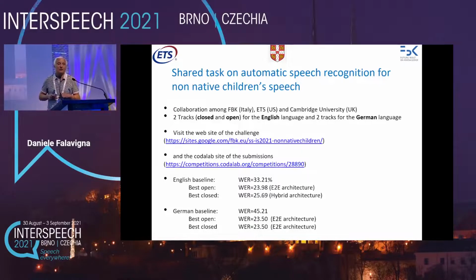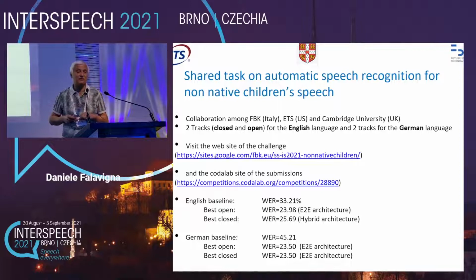So we organized two different tracks for two different languages, English and German, a closed track and an open track. There are two links that you can visit, the website of the challenge and the CodaLab site for the submission, and there you can find the list of the participants and the results achieved by the various submissions. What is important to notice from now is that the performance of the best systems greatly improved with respect to the baseline systems, especially for German. And the baseline systems are state-of-the-art systems.